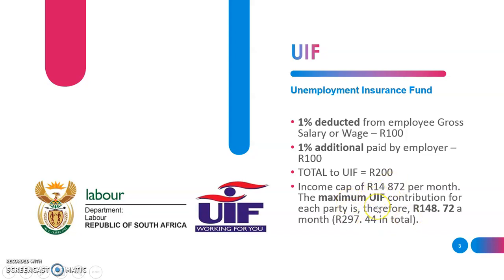Then there's a cap for the UIF. This is very important. For 2020, if you are earning more than 14,872 per month, not per year, per month, then your maximum UIF is on that 1% of that amount. So if you are earning 50,000 Rand a month, this is the number of UIF that you will be paying. Nobody can pay more than that. So they'll deduct that from the salaries, and then we'll add an additional 148 from the company's pockets, an extra expense for us, and in total the UIF will get 297.44 cents.